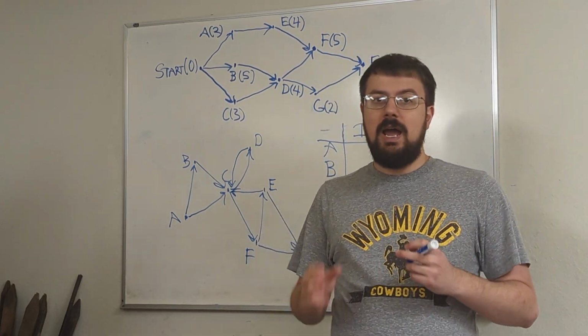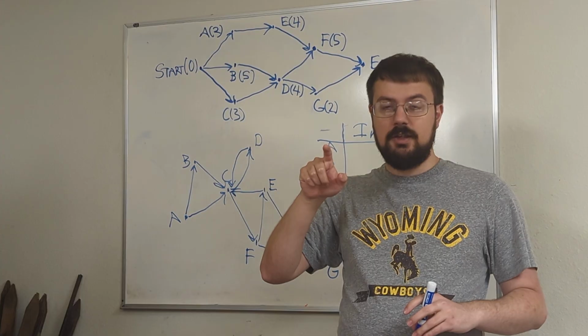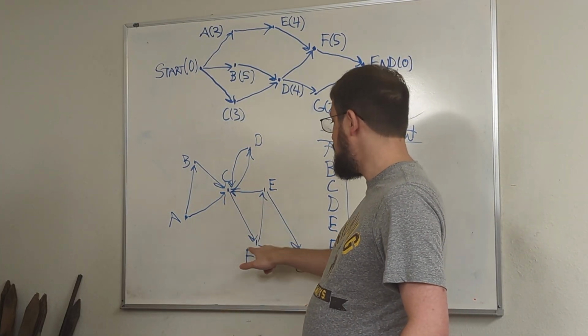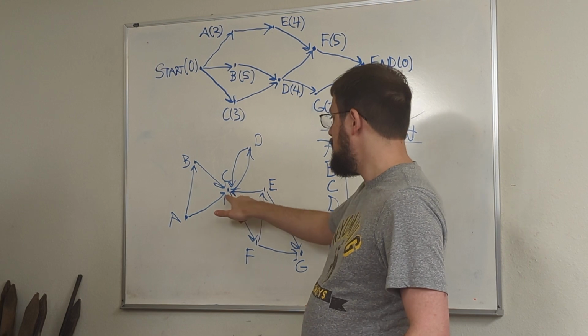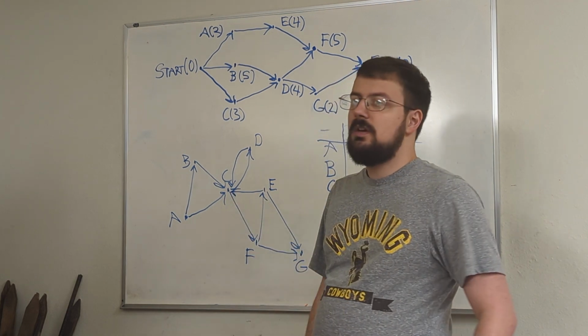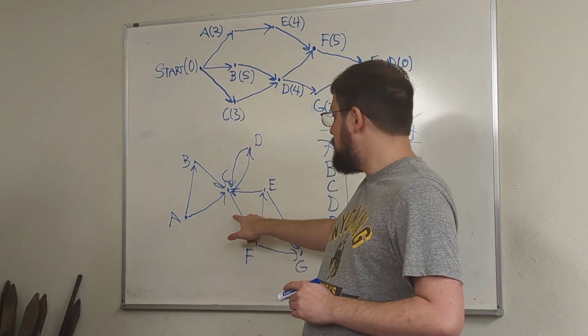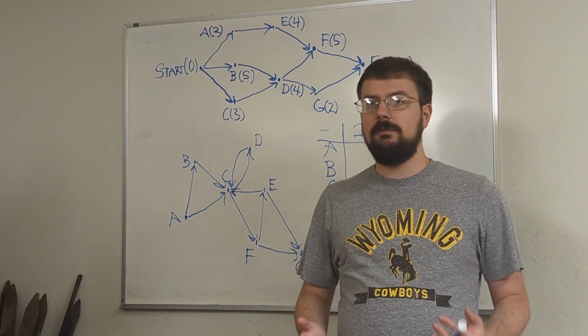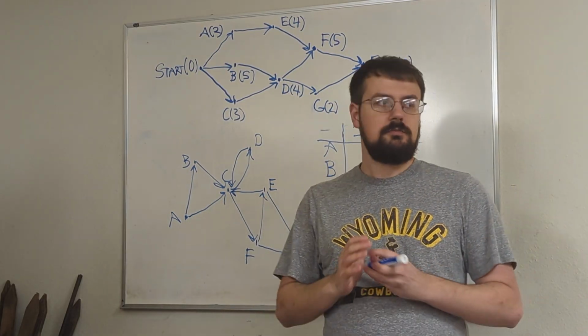Now, when we have a path that starts and ends at the same vertex, we call this a cycle. So, for example, if we go from C to F to E and then back to C, that would be a cycle, and we've traveled across 3 arcs, so we would say that this is a cycle of length 3.